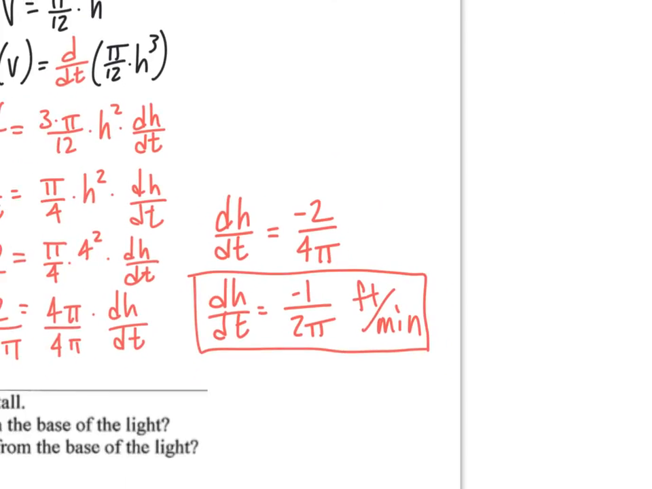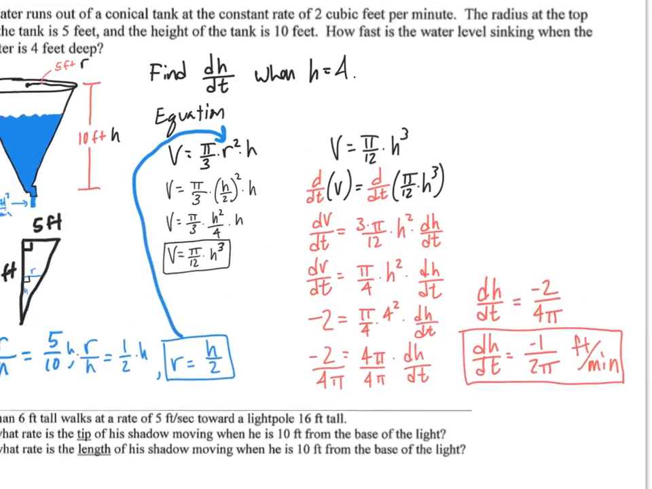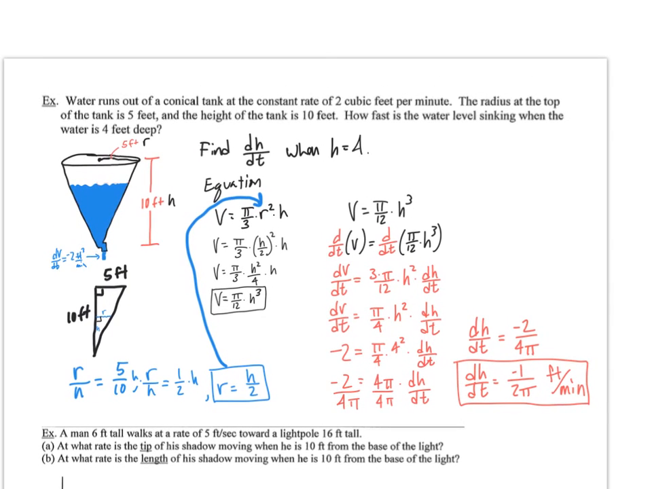This is a problem that you guys will see quite a bit. I would venture to say that it's something that you really, really need to know, so I would just pay attention to that. The main thing, guys, is putting our volume equation in terms of one variable. We do that by looking at the cross section of our cone with the water level, and then setting up a proportion and solving for that variable.